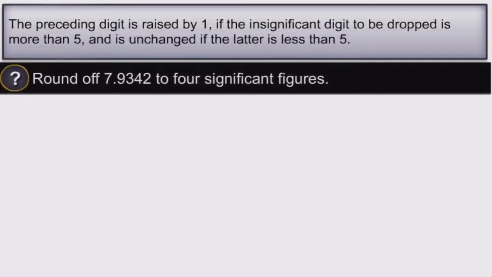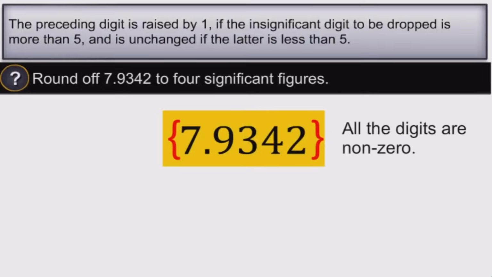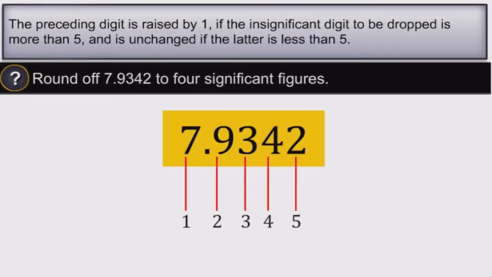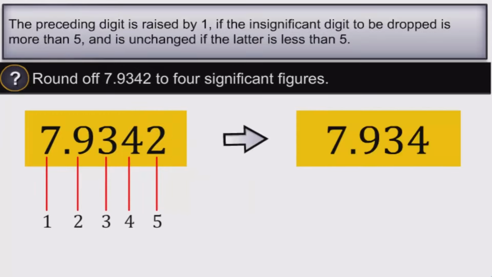This number has non-zero digits and there are 5 significant figures. In the decimal place, we will round off 2, resulting in the number 7.934, as the number to be dropped, which is 2, is less than 5.